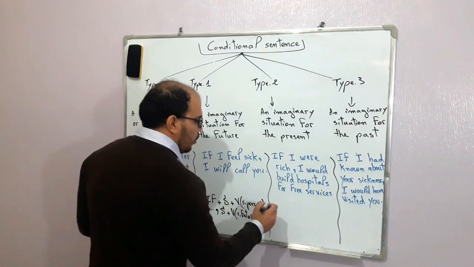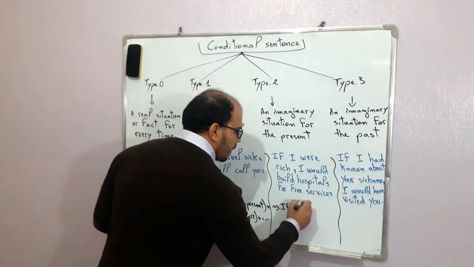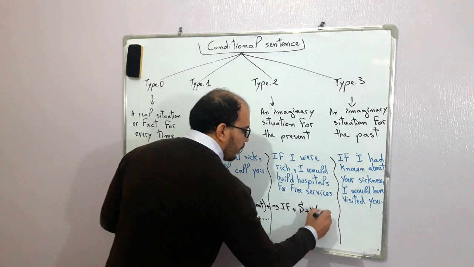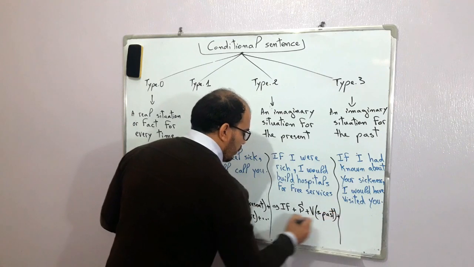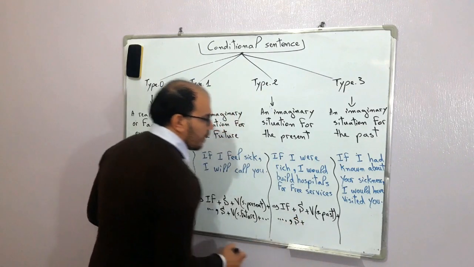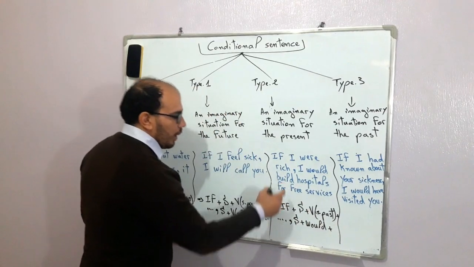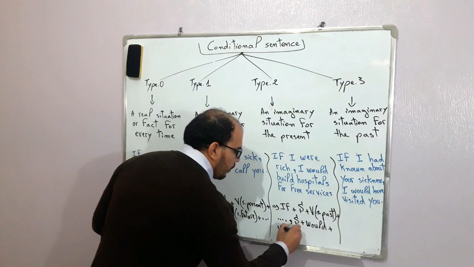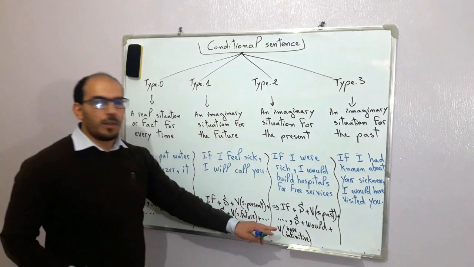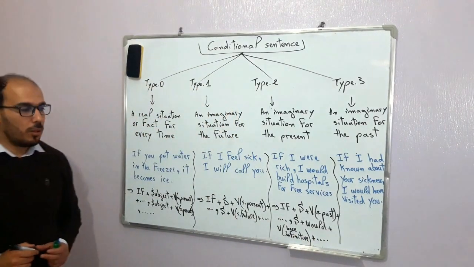When we speak about type 2, we have if plus the subject, plus the verb were in simple past, plus what follows, then we have a comma, then we have the subject, then we have would, then would plus verb in the infinitive. And when I say verb in the infinitive, it means verb without to, and then plus what follows.